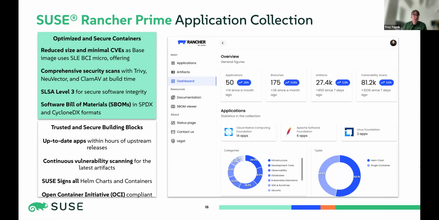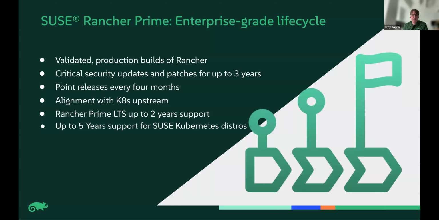That allows us to update them extremely regularly for transitive dependencies. So each of these builds comes with minimal CVEs and comprehensive security scans. We use Trivy and NeuVector as well as ClamAV on them. They're all SLSA level 3 builds. They all have a software bill of materials in SPDX and CycloneDX format. And we update them, as I was mentioning earlier, very, very often to make sure there are as few CVEs in that open source application as humanly possible. All of these builds are signed.